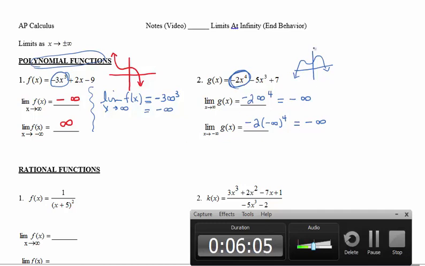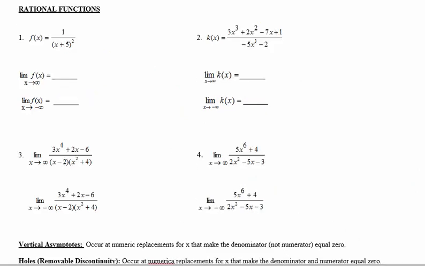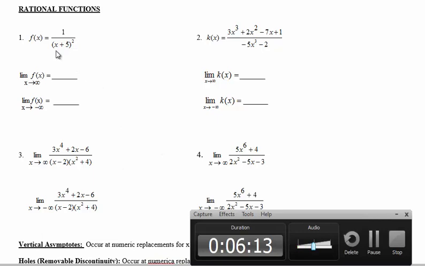All right, let's look at rational functions because that's where we need to spend a little more time. They're a little more complicated, but we're going to take the same approach as we did in the last few problems up here as far as the calculus approach. So we have this function and we're interested in the end behavior as x goes to infinity and x goes to negative infinity.